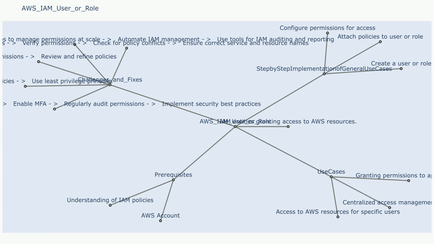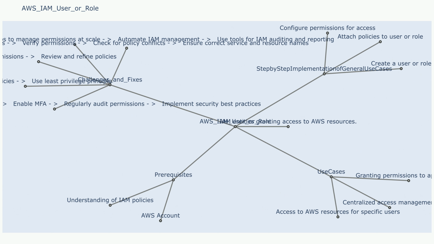Regularly audit permissions. Regularly audit the permissions of users and roles to make sure they are still appropriate. Implement security best practices. Follow AWS security best practices to help protect your account.